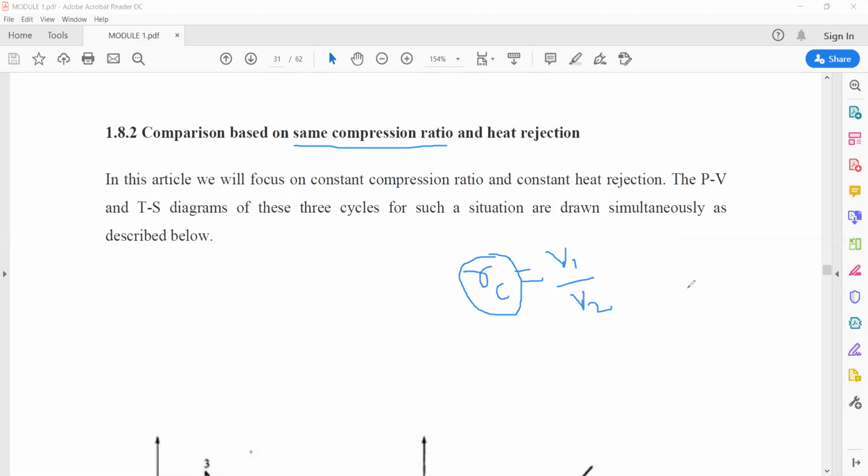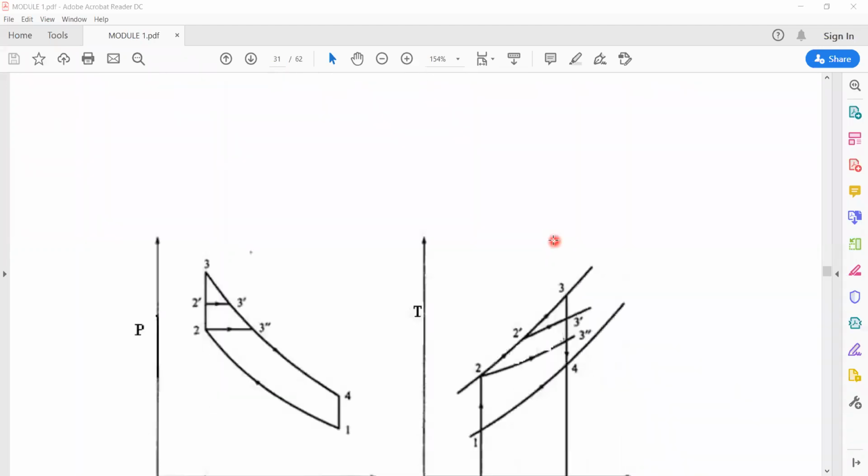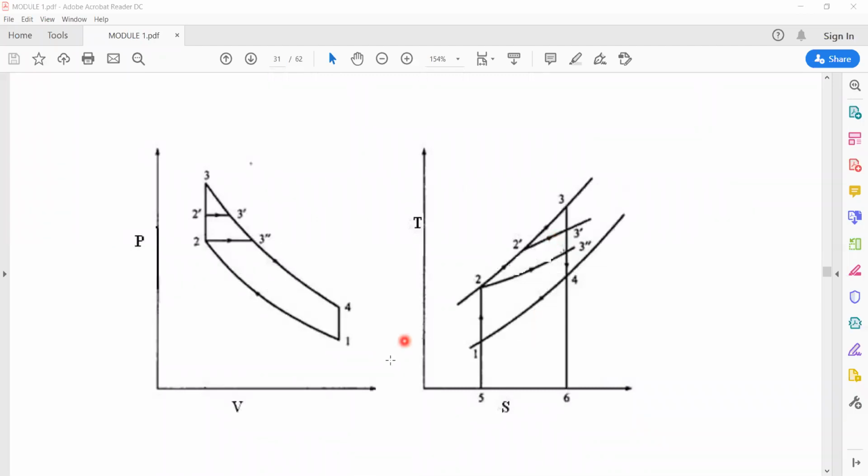So the compression ratio should remain same. And similarly, the heat rejection should also remain same. Now under these conditions, how to draw the PV and TS diagrams? How to draw the cycles on PV and TS coordinates? Okay. So these are the corresponding diagrams on the PV diagram.